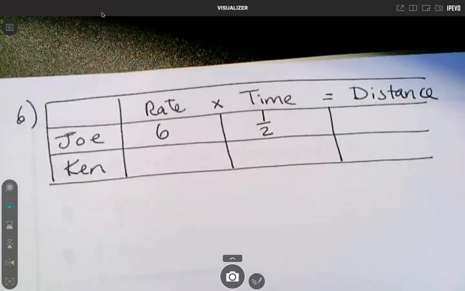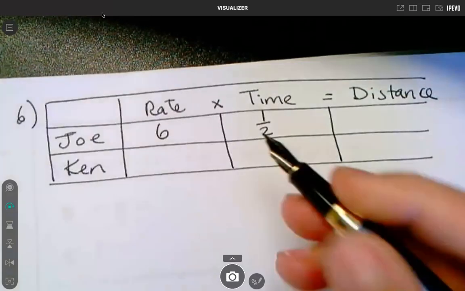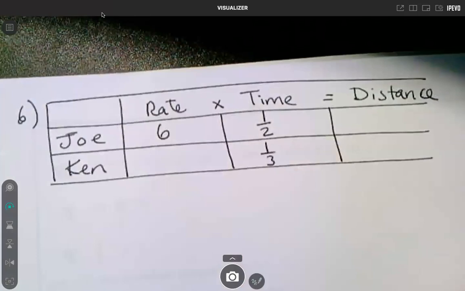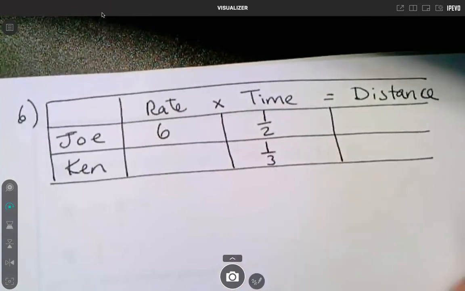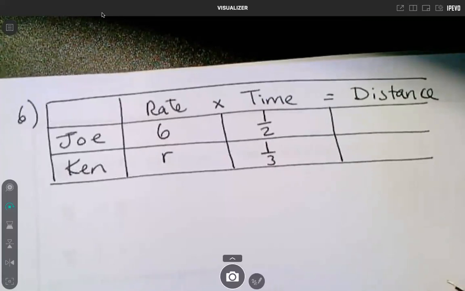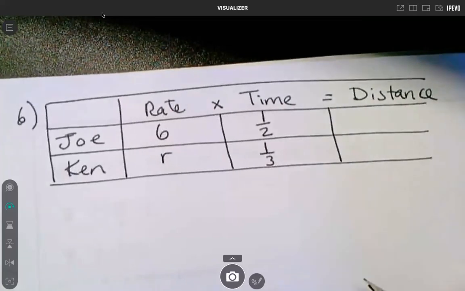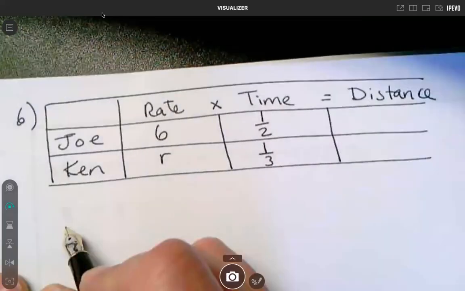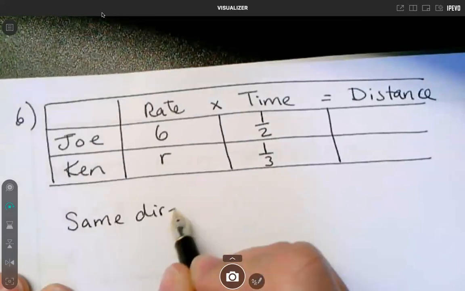And how many minutes is Ken going to run? 20. And what is 20 minutes in terms of an hour? A third, 20, 40, 60. So his time is only a third of an hour. And we don't know, we're trying to find his rate. We don't know his rate. That's what we're solving. And is the motion in opposite, same, or round trip? Same. Same direction.